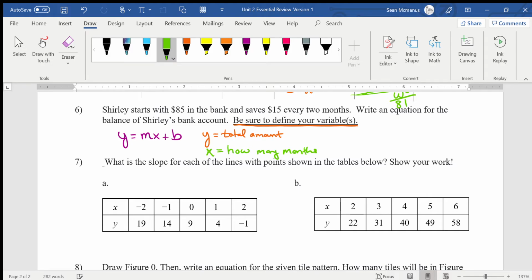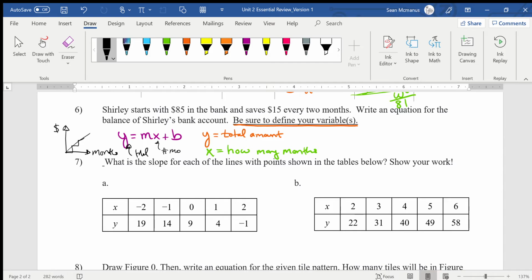she saved, right? If we were going to graph this, it would be something like the amount of money and the number of months. So after how many months, how many dollars did she have, something like that. So we know what our variables represent. So when I fill in my equation, we can see x is going to be the number of months, y is going to be the total.